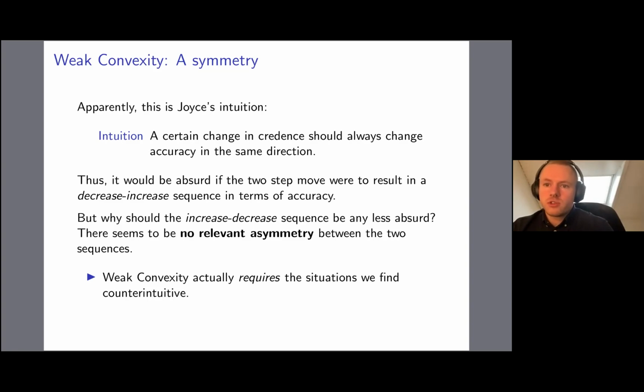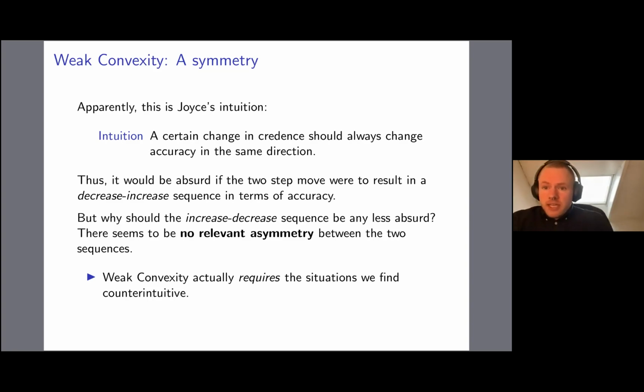This Joyce finds absurd, and I agree. At least there's something wrong. I feel uneasy when thinking about it. But I feel equally uneasy, it feels equally absurd, to first have an increase and then a decrease in accuracy. Right? So intuitively, there's no asymmetry between the two sequences. And the intuition that Joyce cites seems to speak against both sequences.